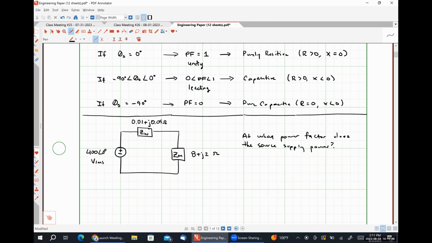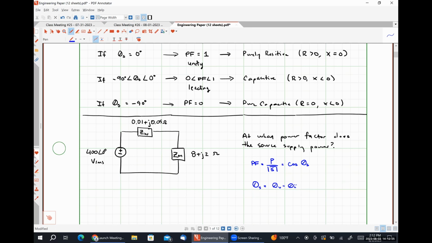So just to be clear here, I'm going to do this in blue. This is just reminding you of our relationships. Our power factor is equal to the ratio of the average power to the apparent power, and it is also equal to the cosine of theta s. And just as another quick reminder here, theta s is equal to theta v minus theta I.